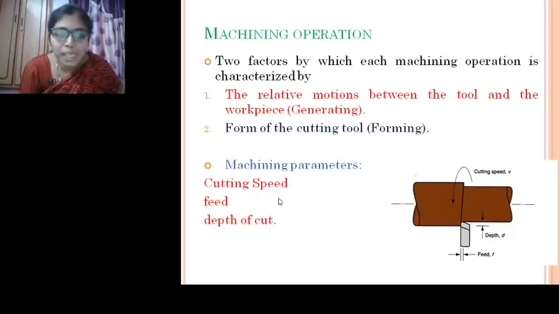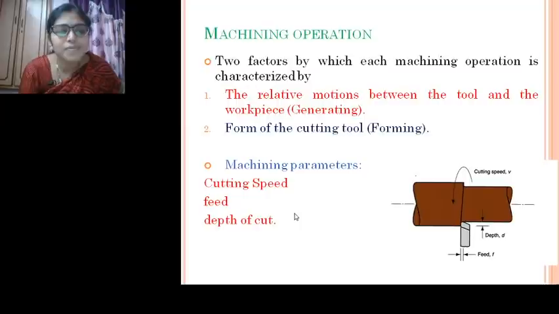So these are the three parameters on which the machining will be dependent. Now, by varying these three parameters, we can control the machining operation.